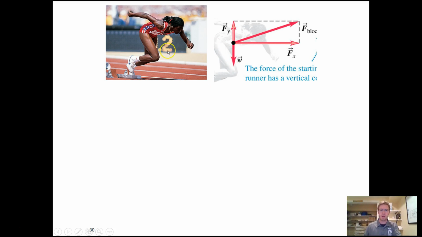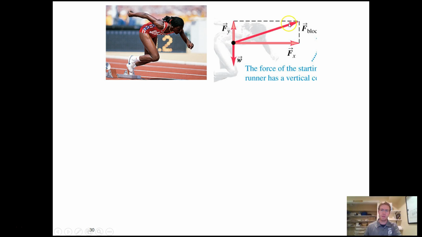For this runner, you can think of there really being two forces acting on her. One is her weight force going straight down, the force due to gravity, and the second is the contact force between her foot and the block. She's going to push backwards on the block, but the force on her is the reaction force of that, the equal and opposite force forward. So there's a forward force acting on her, but it's also at an upward angle.